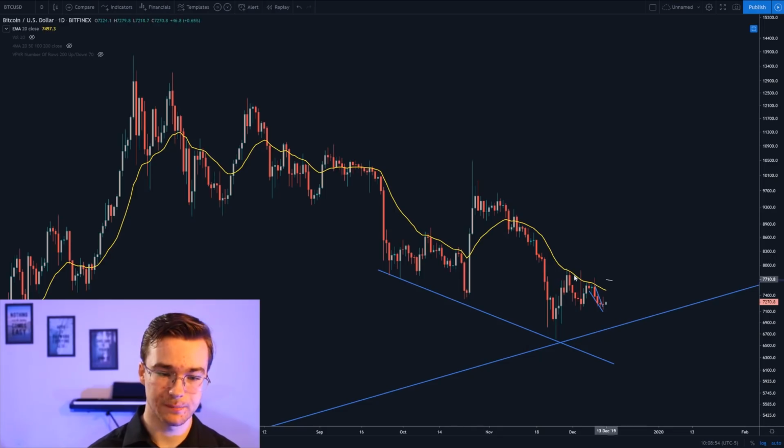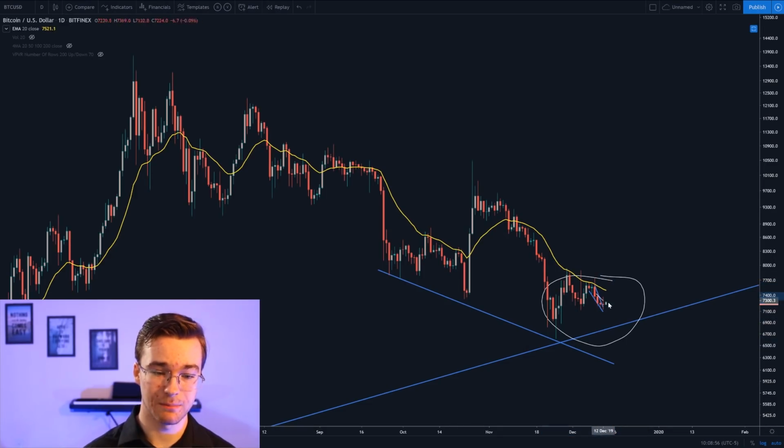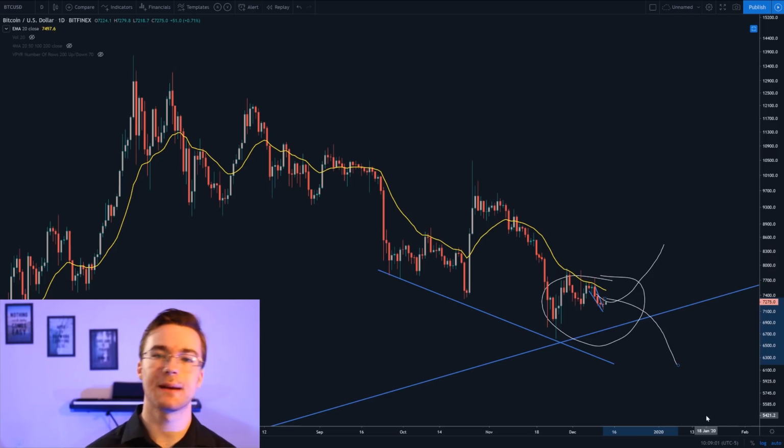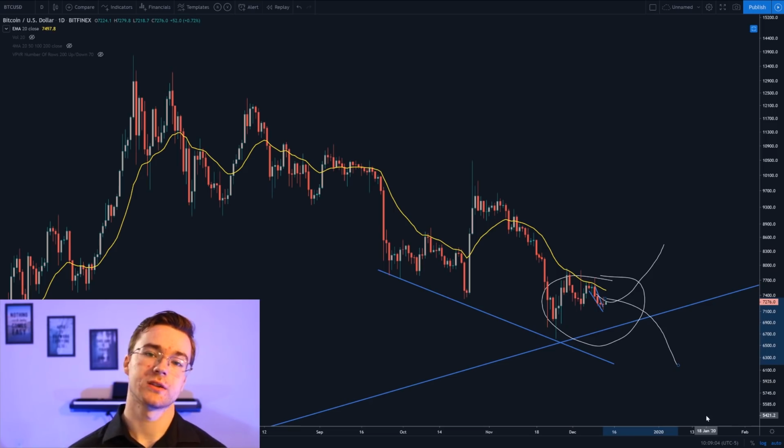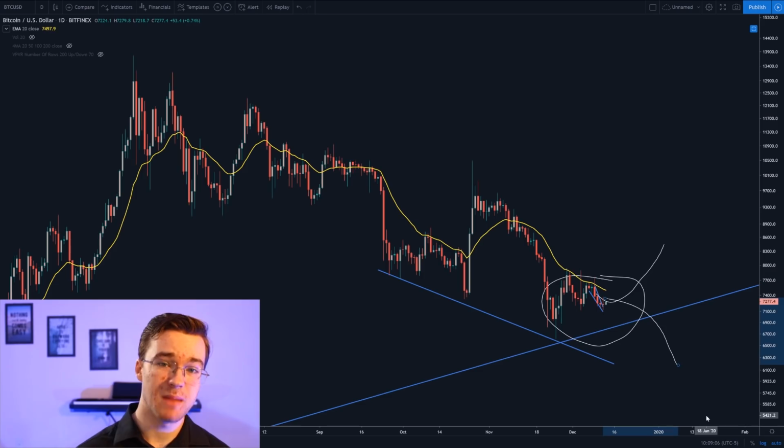But nevertheless, as you can see, Bitcoin is wedged between these two levels at the moment, and Bitcoin has to decide sometime probably before the first of the year if it's going to break to the upside or to the downside. So it's important that we understand all the technicals because that is going to be a major market-defining move for the next several months.